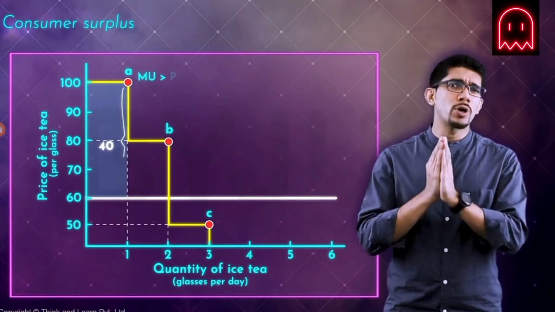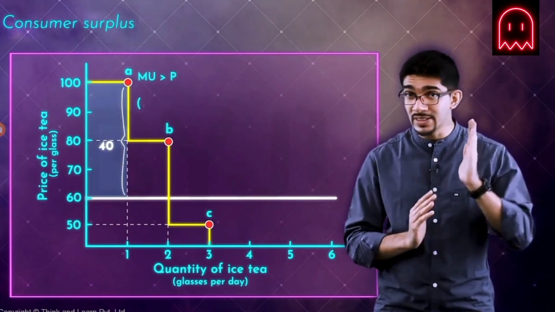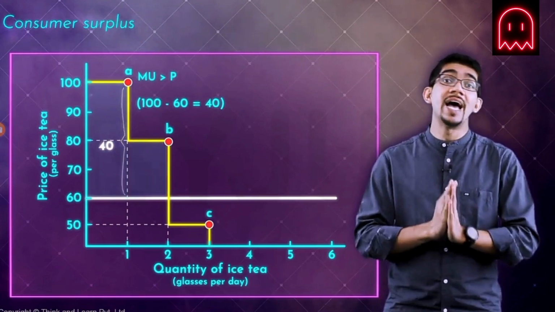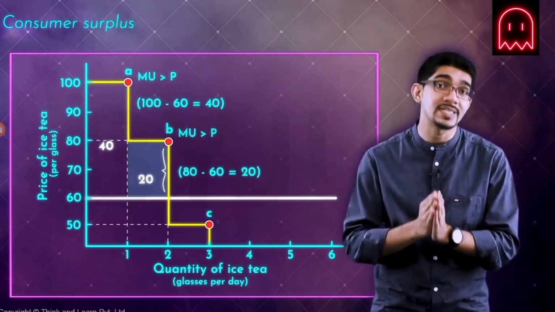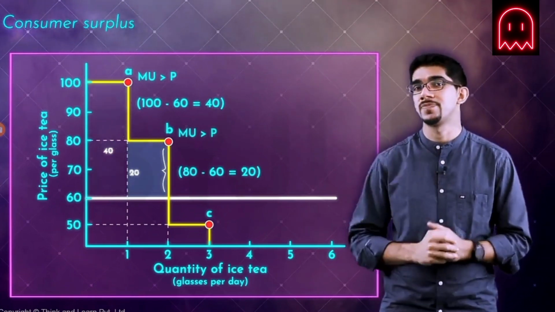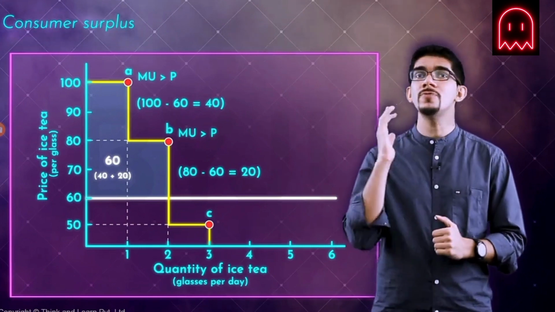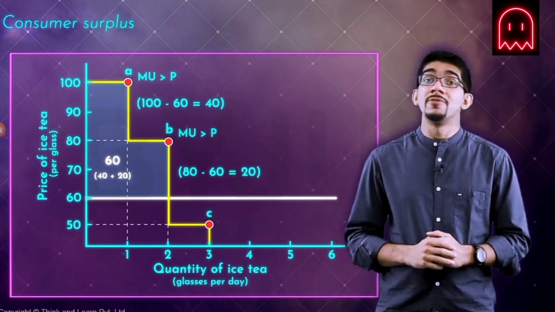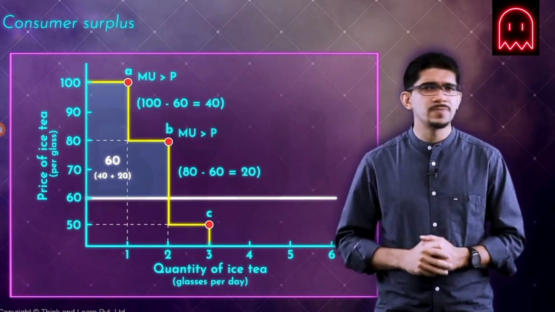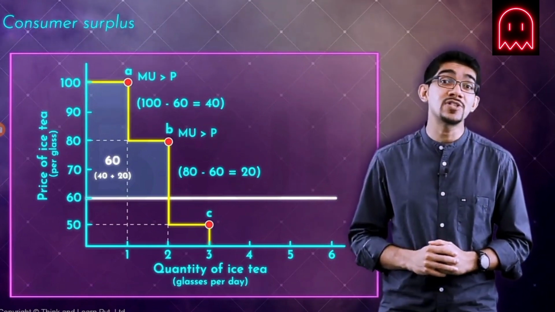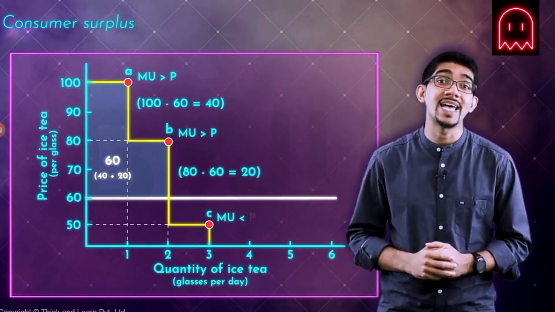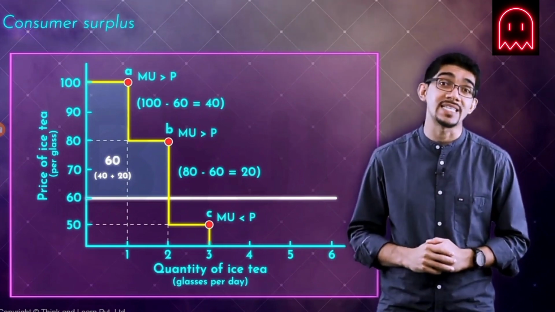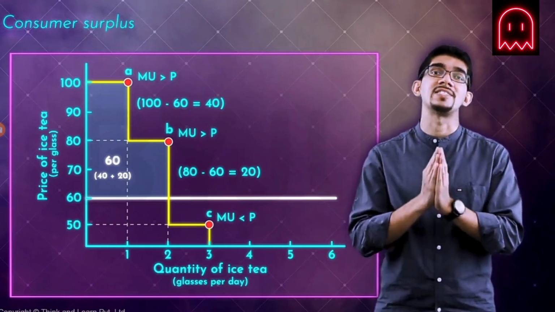Thus, I will receive 40 rupees of consumer surplus for the first glass, 100 minus 60, and 20 rupees of consumer surplus for the second glass, 80 minus 60, for a total consumer surplus of 60, as you can see. Will I be willing to purchase the third glass? No, right? Because my willingness to pay, MU, is less than the price. MU is less than P, 50 rupees versus 60 rupees.